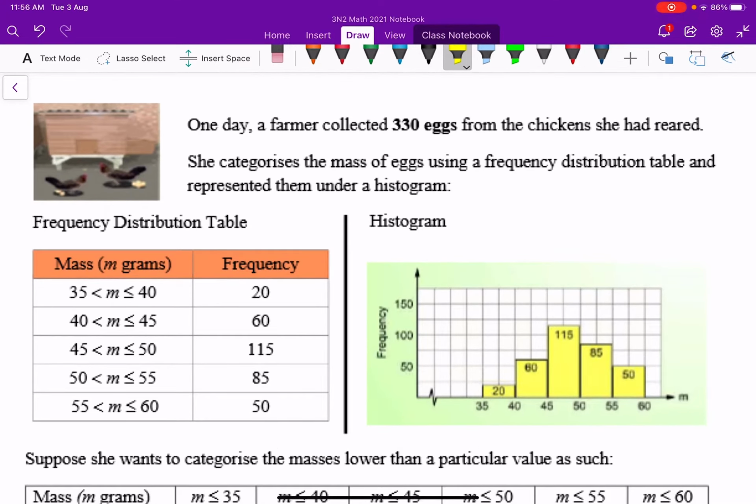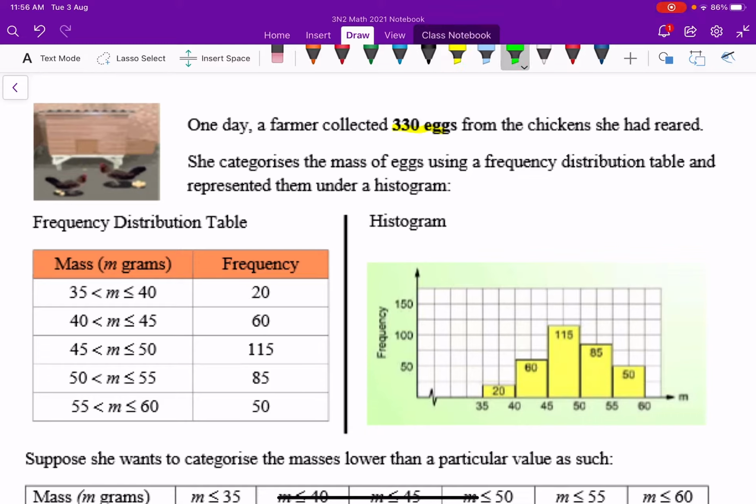One day, a farmer collects 330 eggs from chickens she has reared. Okay, wow, that's a lot of eggs, right? She categorizes the mass of the eggs using a frequency distribution table and represents them in a histogram.